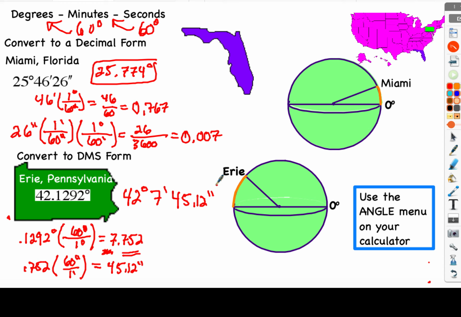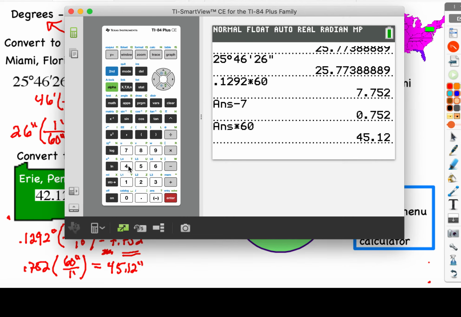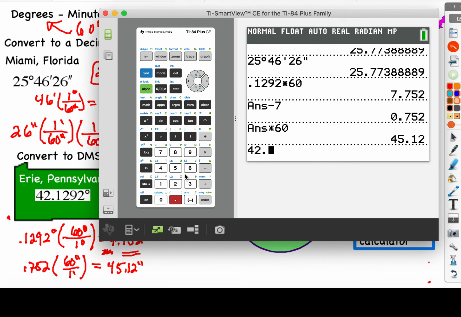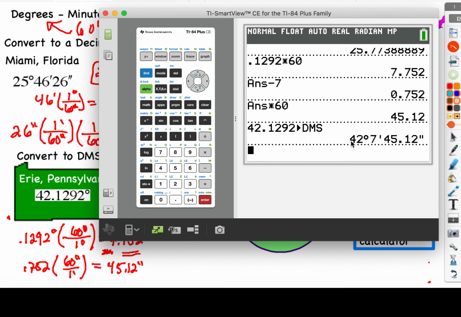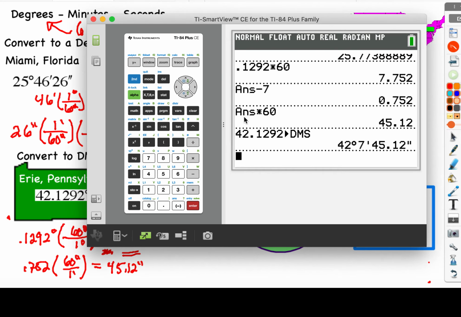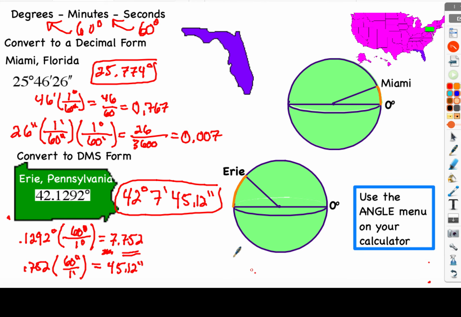Now we could check our answer with those same buttons we used the last time, but it's much faster to actually just let your calculator do the work. If we say 42 point 1292, just like we previously had. And then if we go back to our angle menu, you might notice the fourth option down was arrow to DMS, arrow to degrees, minutes, and seconds. So it'll actually convert it for us. 42 degrees, 7 minutes, and 45.12 seconds, which is exactly the same answer we just got here.